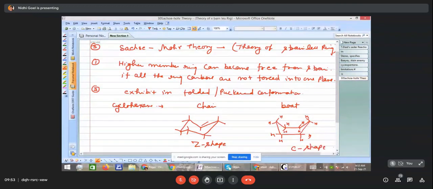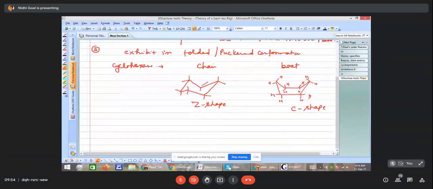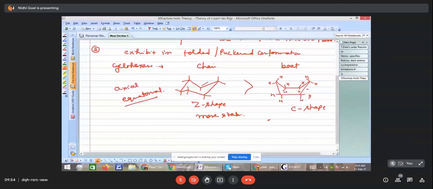So according to the Sachse-Mohr theory, larger rings occur in the folded or puckered conformation to become free of strain. So cyclohexane exists in two forms, chair and boat conformation. And we know that the chair conformation is more stable, and hydrogen occurs in either the axial position or the equatorial position. So this is the observation of the Sachse-Mohr theory.